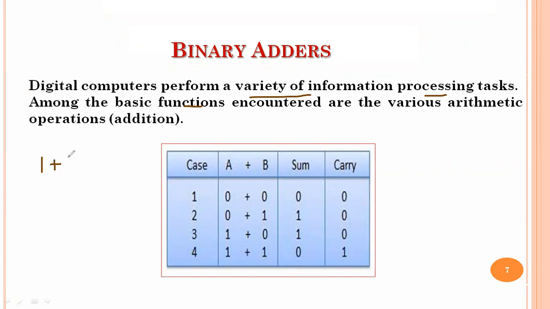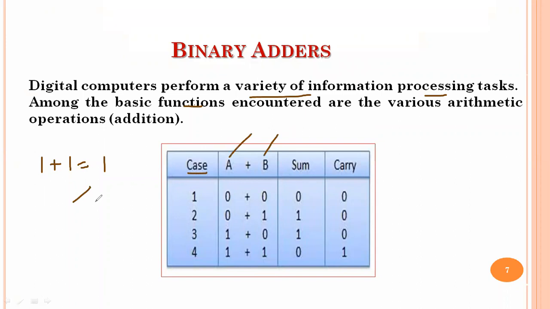do not get confused between the logic gates and the binary adder, because in the OR gate, if we use 1 plus 1, or 1 OR 1, it will become 1. But in the binary adder, the result will be different. So in binary adder, these are the cases 1, 2, 3, 4, and the number of cases depends upon the number of variables given. Like in this, we have two variables given, A and B.